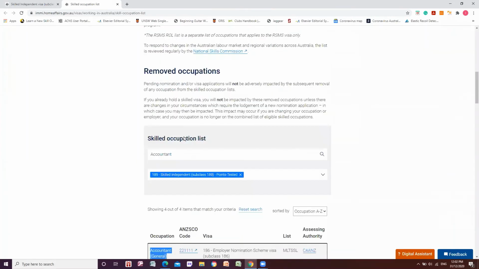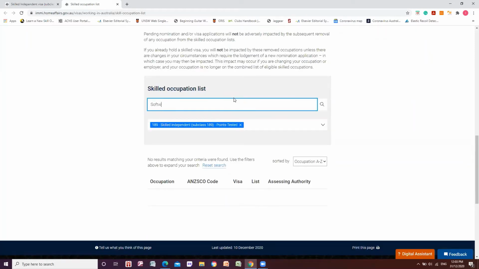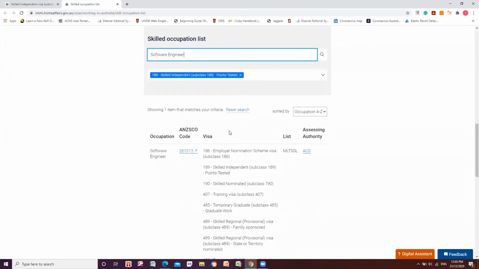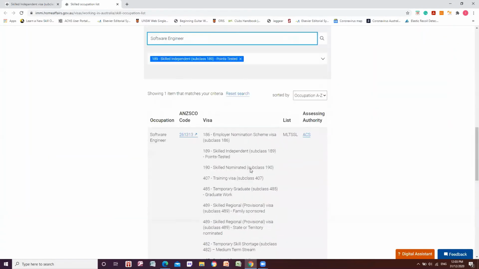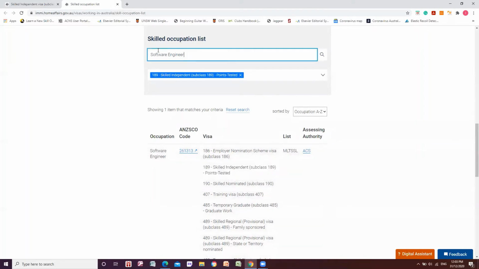Let's try to check other professions, such as in IT, since a lot of people are interested from the IT background. So maybe we can apply using this skill, software engineer. We can see that we have software engineer, and the assessing authority is ACS. It's also eligible for the Skilled Independent points-tested stream. I have a lot of friends who came here in Australia. They are software engineers in the Philippines, and they were able to come as permanent residents.